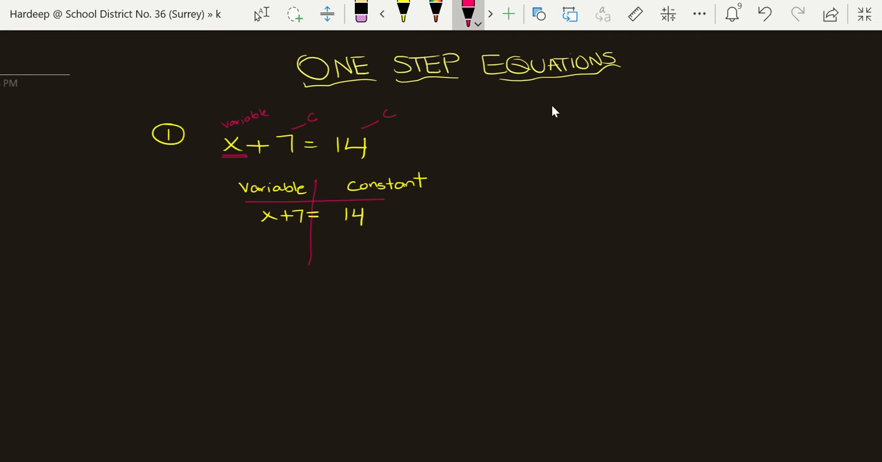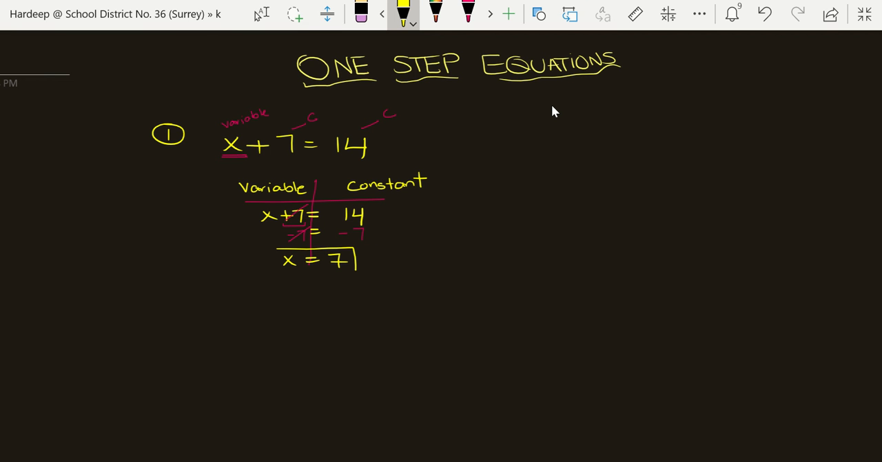As I said before, we are going to have our variable on one side, so I need to get rid of this 7. You can't just remove the numbers. You have to do something to both sides. So I'm going to subtract 7 from both sides. Keep your equal sign here. Now the 7s cancel out, so we are left with x by itself equal to 14 take away 7, which is 7.